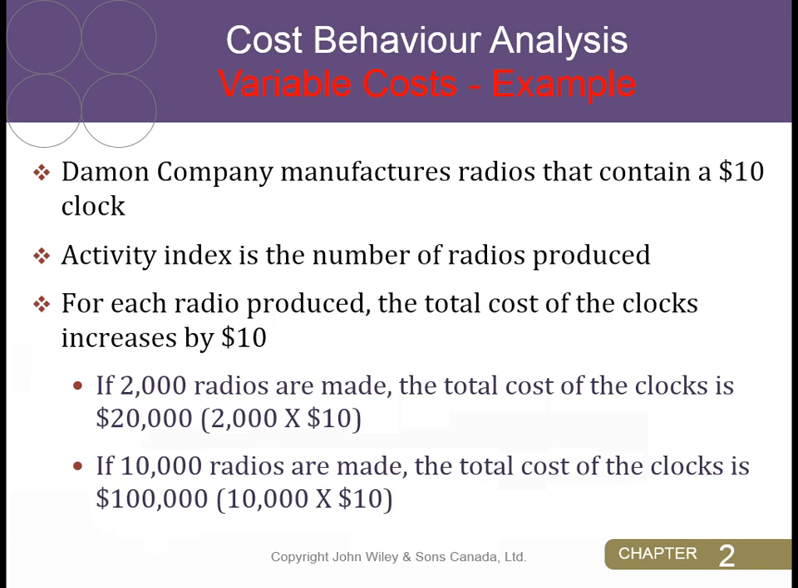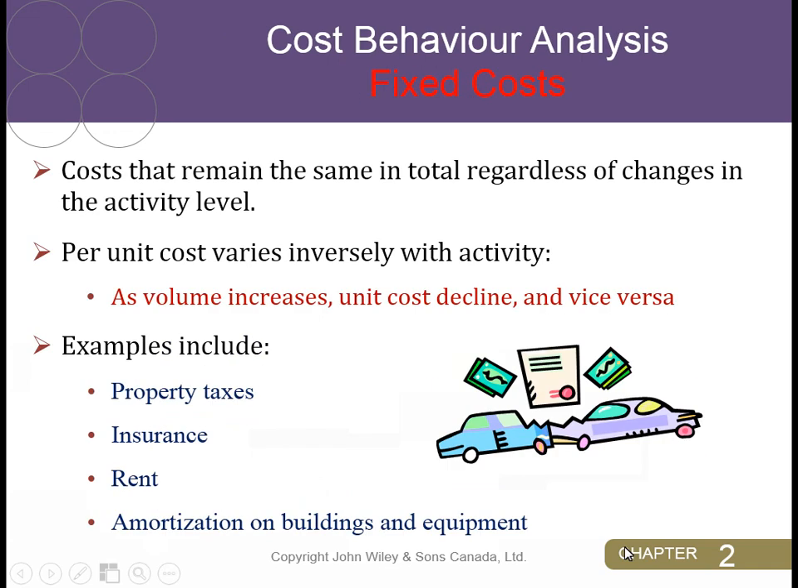That's completely different than the next type of cost we're going to talk about, which is fixed costs. Total fixed costs, it's the opposite. Total fixed costs stay static. They stay fixed. That's why they're called fixed costs. So regardless of activity level, my fixed costs are set.